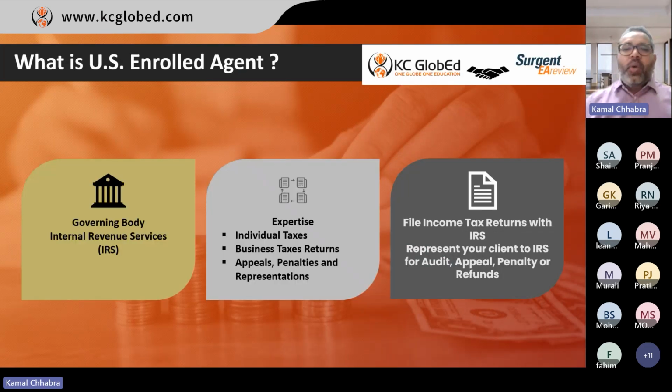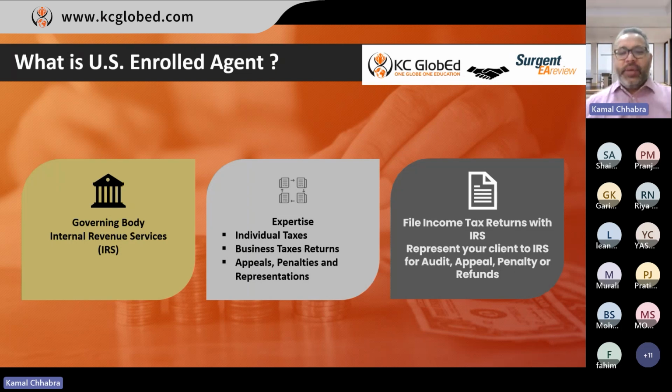Now I'm jumping onto the second agenda item. What is US Enrolled Agent? Like we discussed earlier, the governing body is IRS. What is IRS? Internal Revenue Service Department. Same way how in India we have the income tax department, in the US we call it the Internal Revenue Service Department. So you'll be getting the certificate as well as the license directly from the IRS.